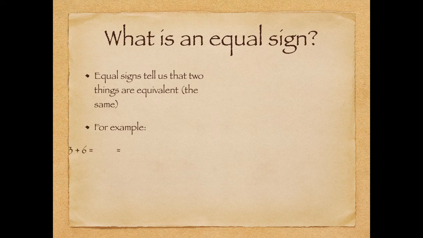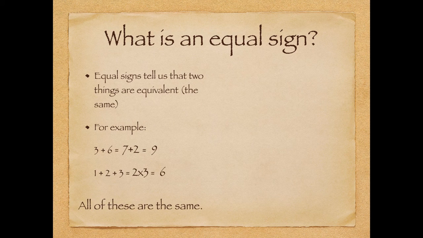So here are some examples of things that are equal. 3 plus 6, you might say, well, that just equals 9. Well, not exactly. It also equals 7 plus 2, which equals 9. You could say the square root of 81 equals 9. There are many different things that are equivalent to 3 plus 6, and an equal sign will show us that is the case.